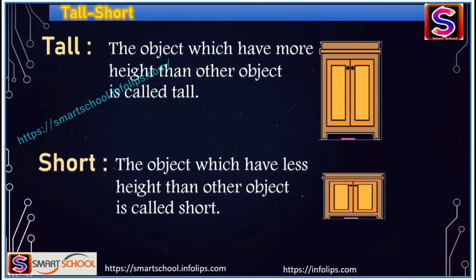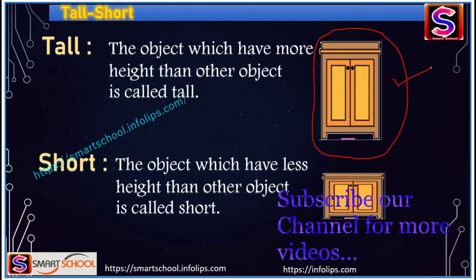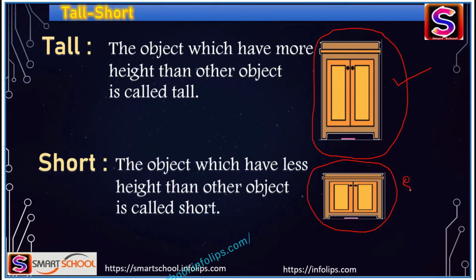Short. The object which has less height than another object is called short. It means if there are two objects and one object has less height, then we can say that object is short. So in this example, if you see here, this object has more height, so that's why it is tall, and this object has less height, that's why it is short. This is tall and this is short. Let's see more examples.